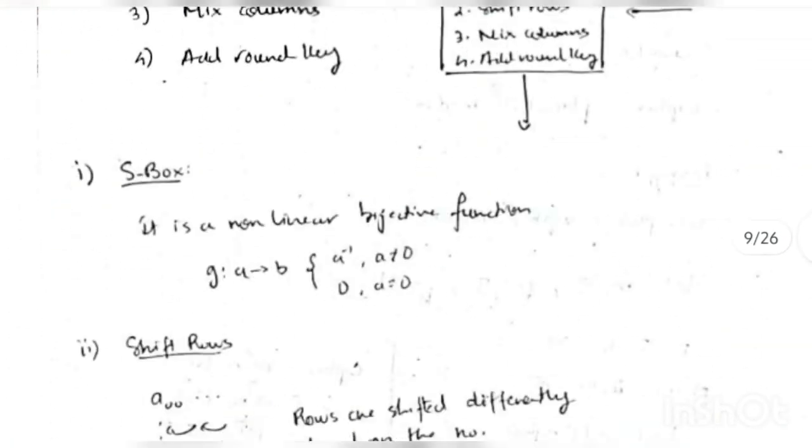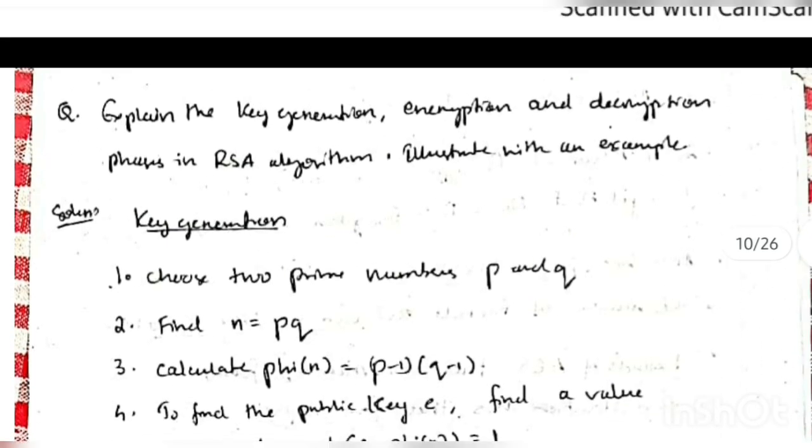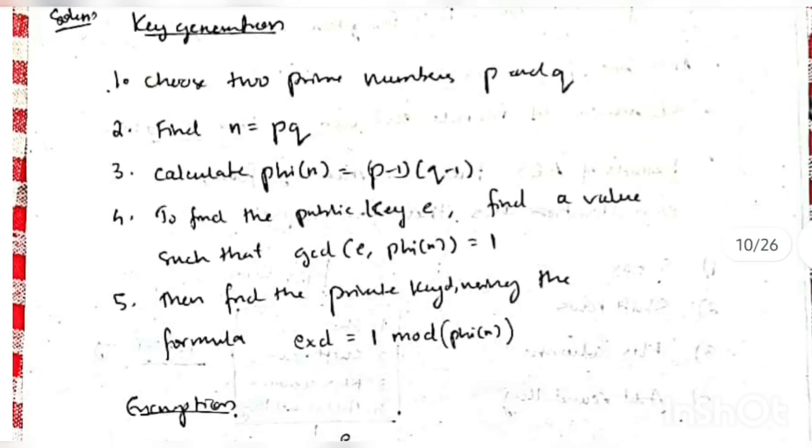The first one is RSA. Explain the key generation, encryption, decryption phases in RSA algorithm. Illustrate with an example. Okay, so key generation. This one we had in the lab program also, right? So it's a bit easier than the next one.